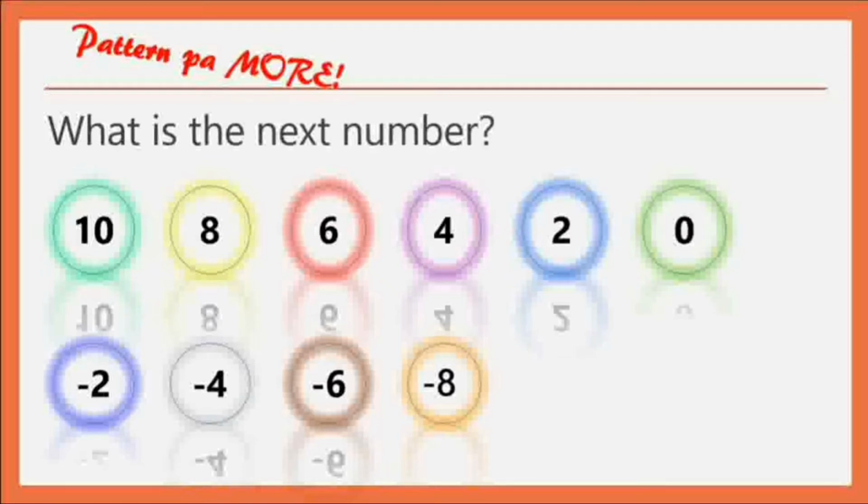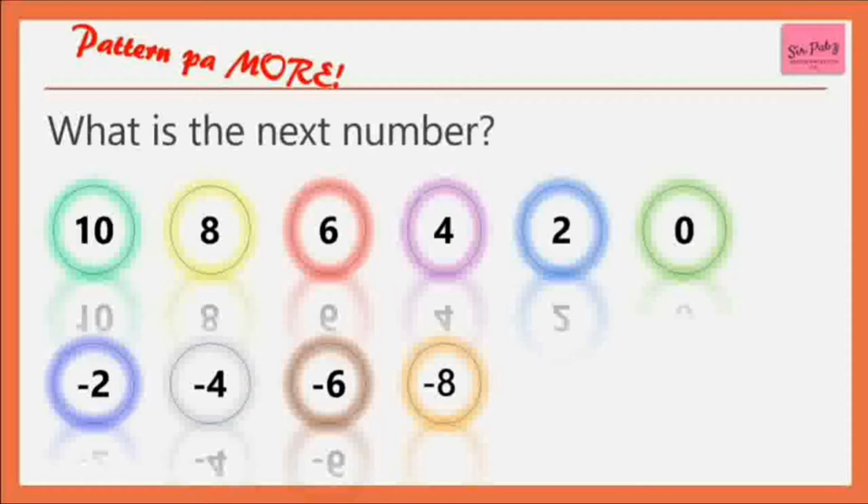Yes, very good. We subtract 2 from the prior number, so we get the preceding number. So from 10, we subtract 2 to get 8. From 8, we subtract 2 to get 6. From 6, we subtract 2 to get 4. From 4, we subtract 2 to get 2.